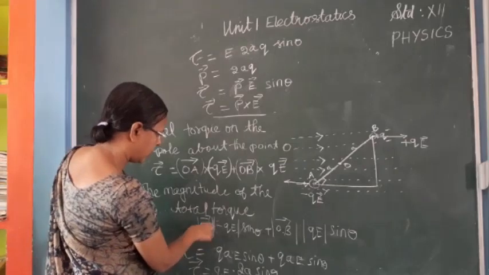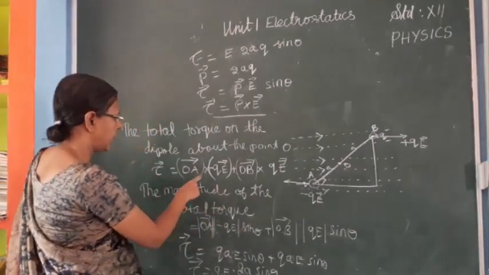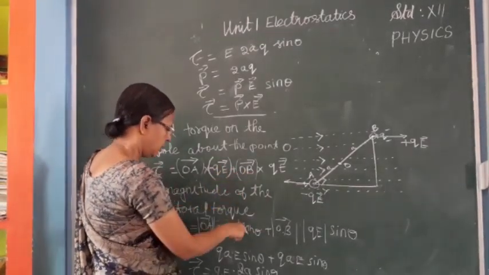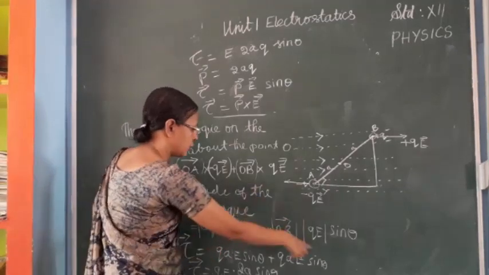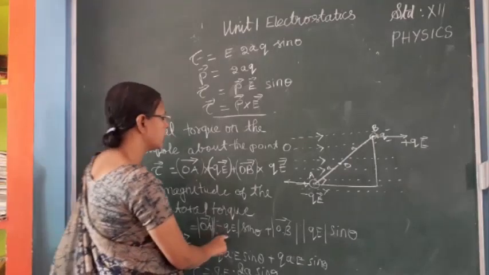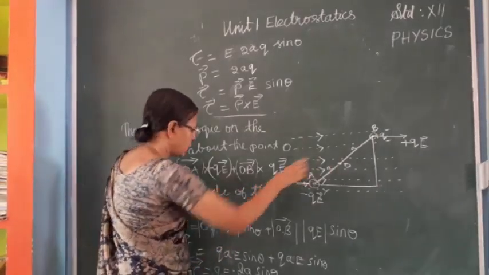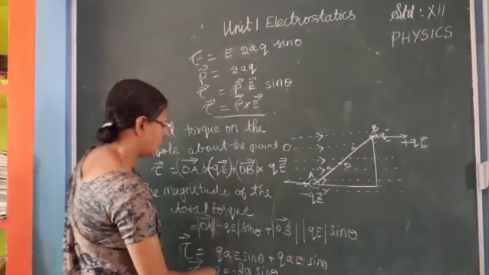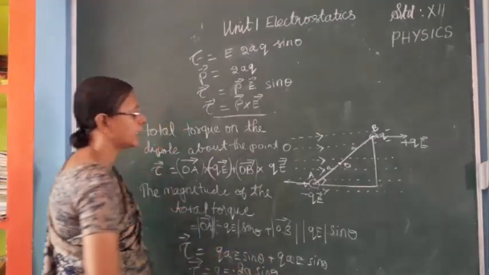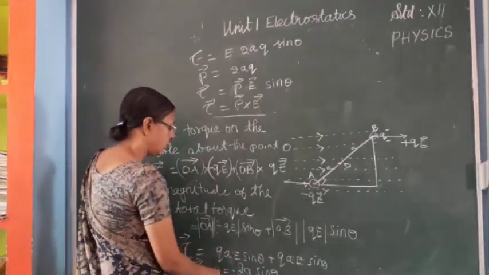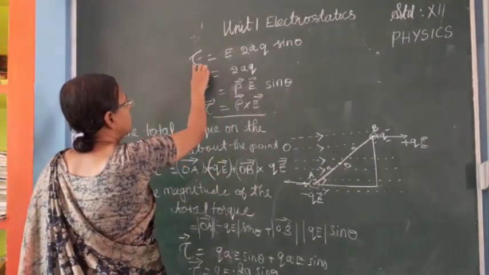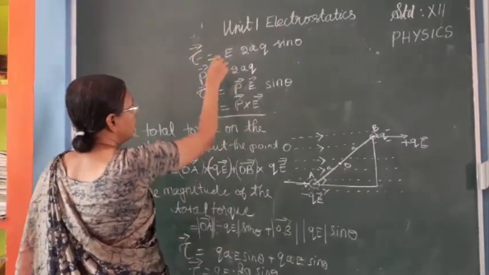So writing sin theta, we have OA vector modulus, QE vector modulus and sin theta, plus the same for the second term. So we know the vector product: tau is equal to QAE sin theta plus QAE sin theta, OA value being A. So we have 2AE sin theta, adding both, so QE 2A sin theta.